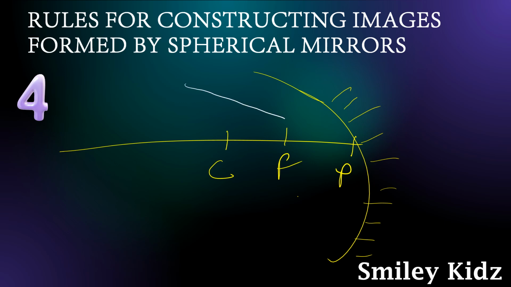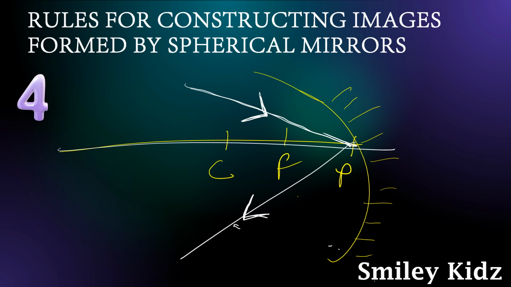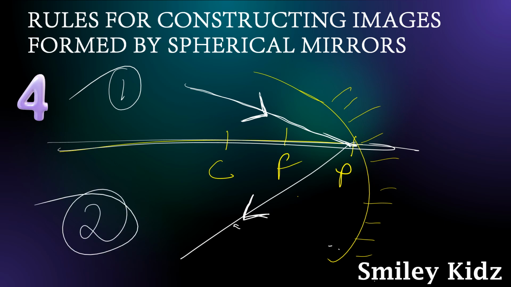When a ray of light strikes the pole, this is the incident ray, right? When this incident ray strikes the pole and is reflected back, it makes an angle with the principal axis, isn't it? Well, yeah. So after reflection, it goes on the other side of the principal axis. This is the first side of the principal axis and this is the second side of the principal axis, isn't it?